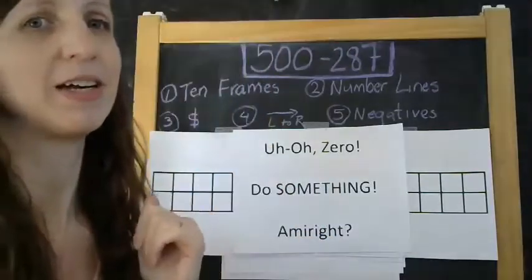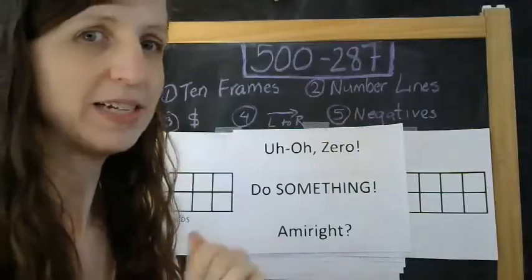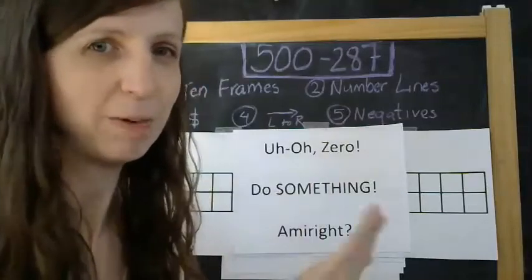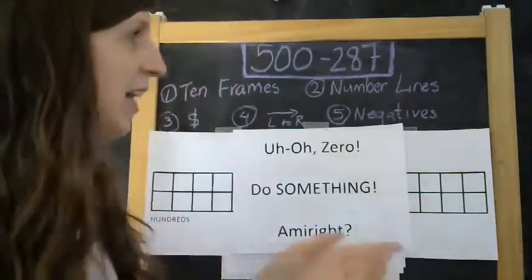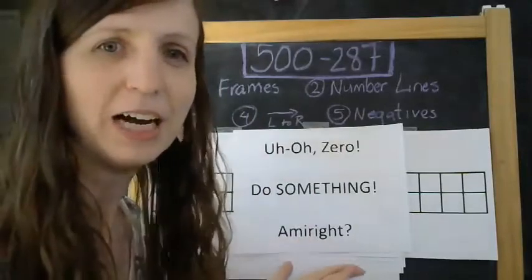Okay, so let's dive in. 500 minus 287. Obviously we could stack and subtract, but we're going to explore new ways. And I have my little intro here.